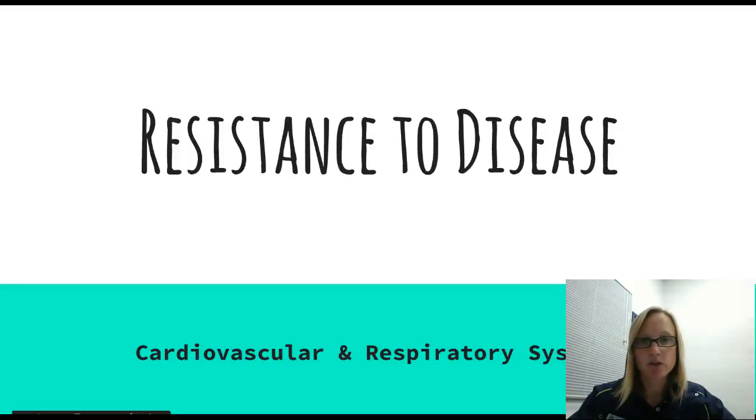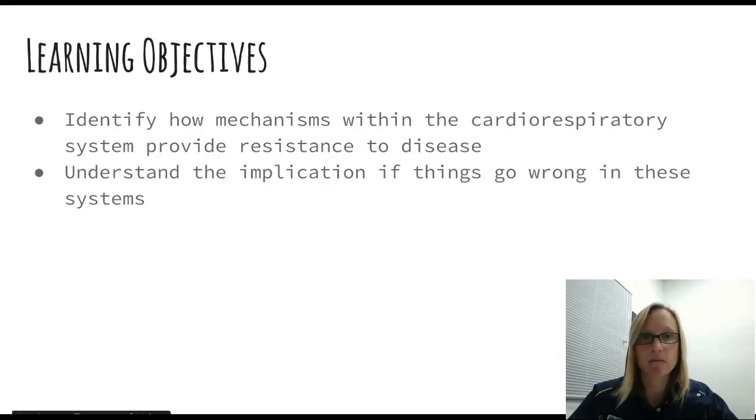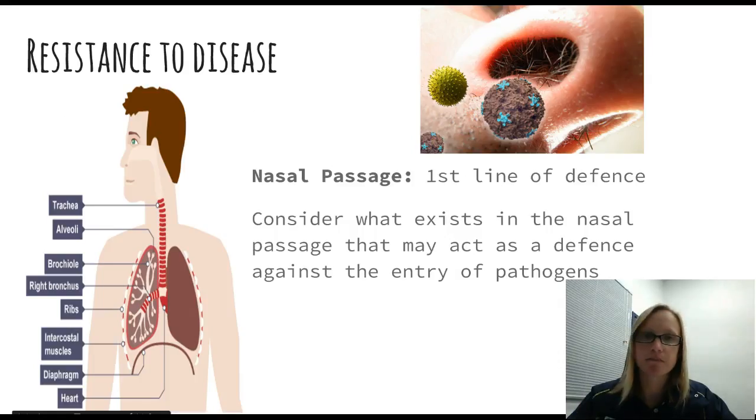Hey guys, today we're going to talk about resistance to disease in terms of the cardiovascular and the respiratory system. So the learning objectives for this lesson are to be able to identify how many mechanisms within the cardiorespiratory system provide resistance to disease. It doesn't necessarily stop disease from entering the body, but provides resistance to pathogens, external pathogens, and to understand the implication if things go wrong in these systems.